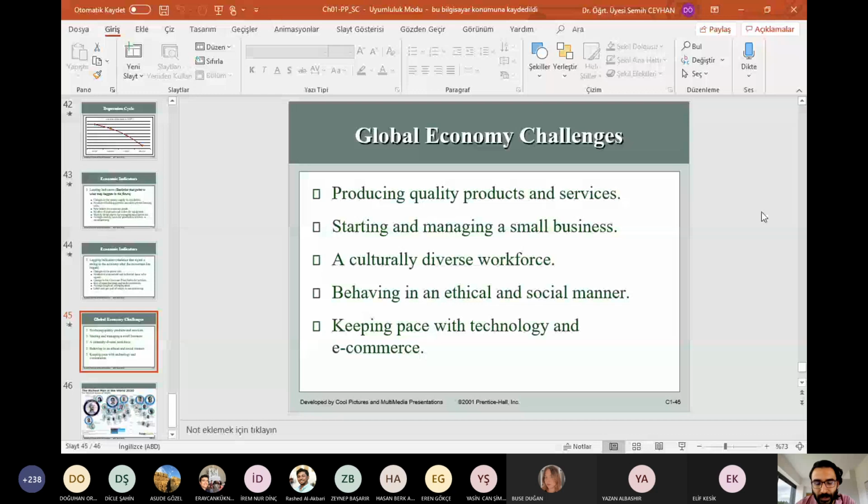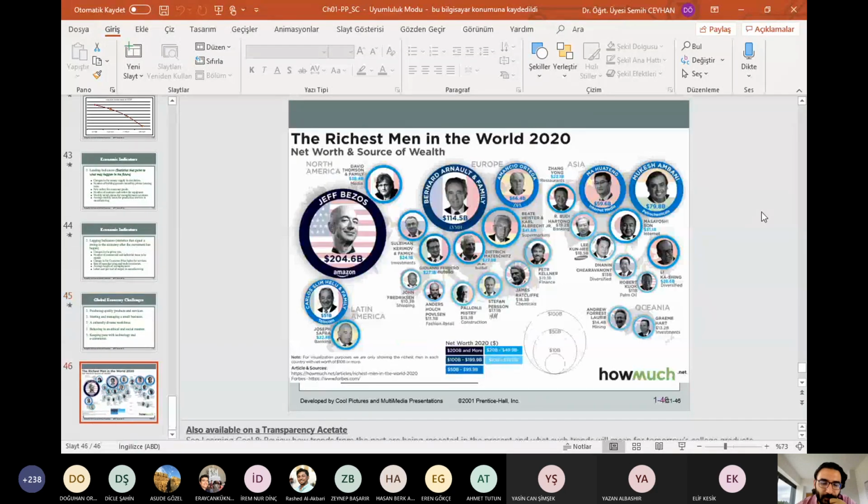We can move on. And global economic challenges. So now economy is a global thing. Okay. It's not only a national thing. It's a global thing. So you need to produce quality products and services, not ordinary ones. You need to start and manage small businesses. Small businesses are actually very important for the overall health of the public. So there is a culturally diverse workforce, and ethics are important, which we will be talking about next week. And technology and e-commerce are all very important.